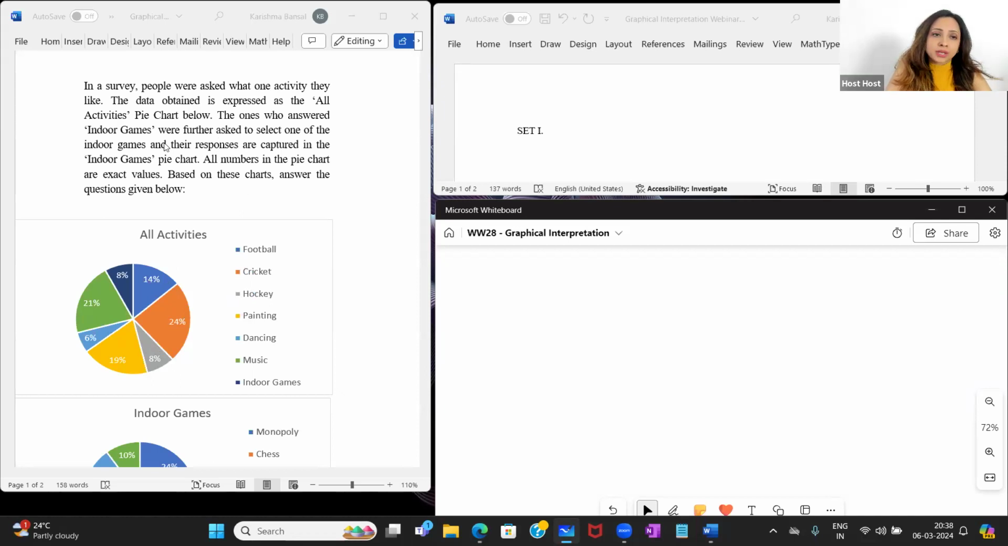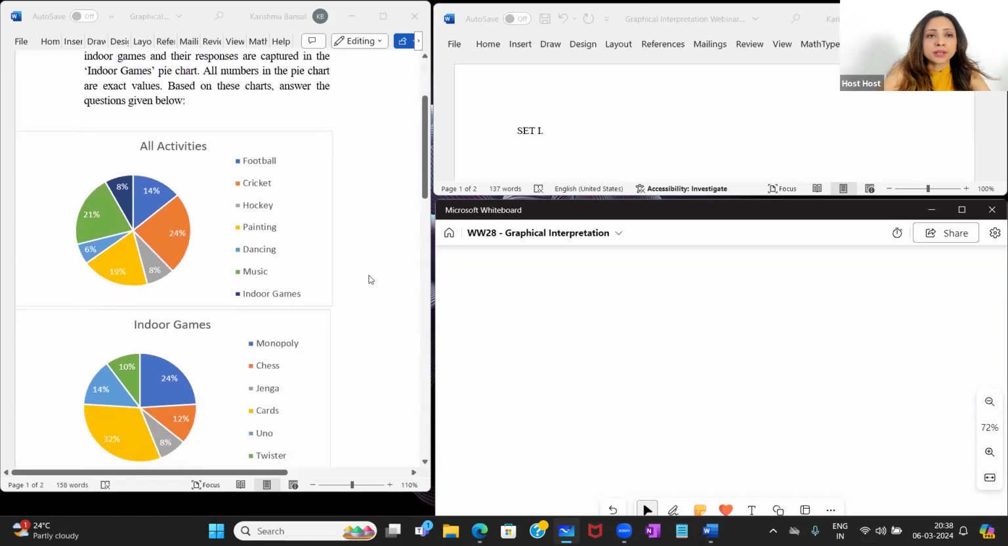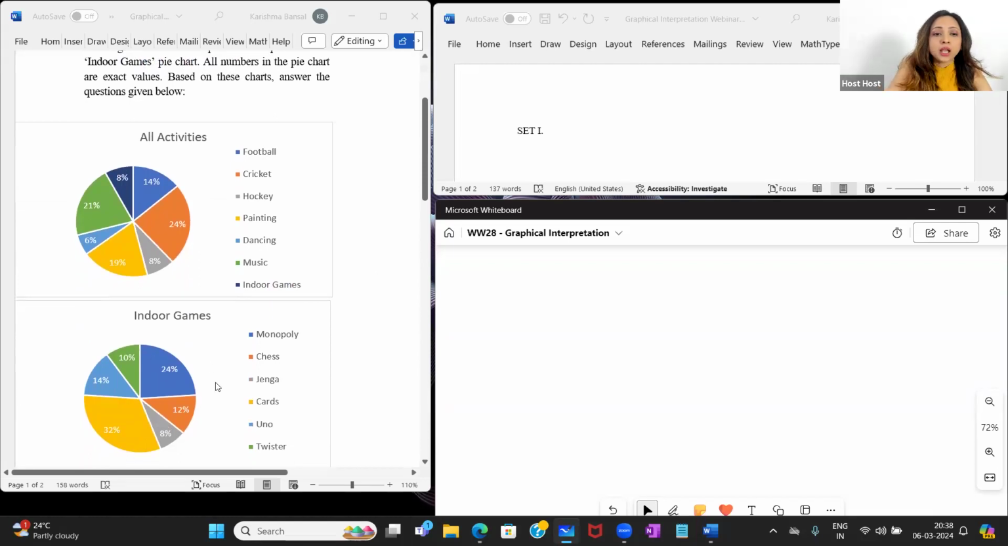Right. Okay. Now the ones who answered indoor games, where is indoor games? Here is indoor games. The last one, this 8%, is the indoor games, right? The ones who answered indoor games were further asked to select one of the indoor games, and the responses are captured in the indoor games pie chart. So then we have another pie chart, which is called indoor games. This pie chart represents this particular section. You see this 8% section, this entire 100, this is again a total of 100, right?